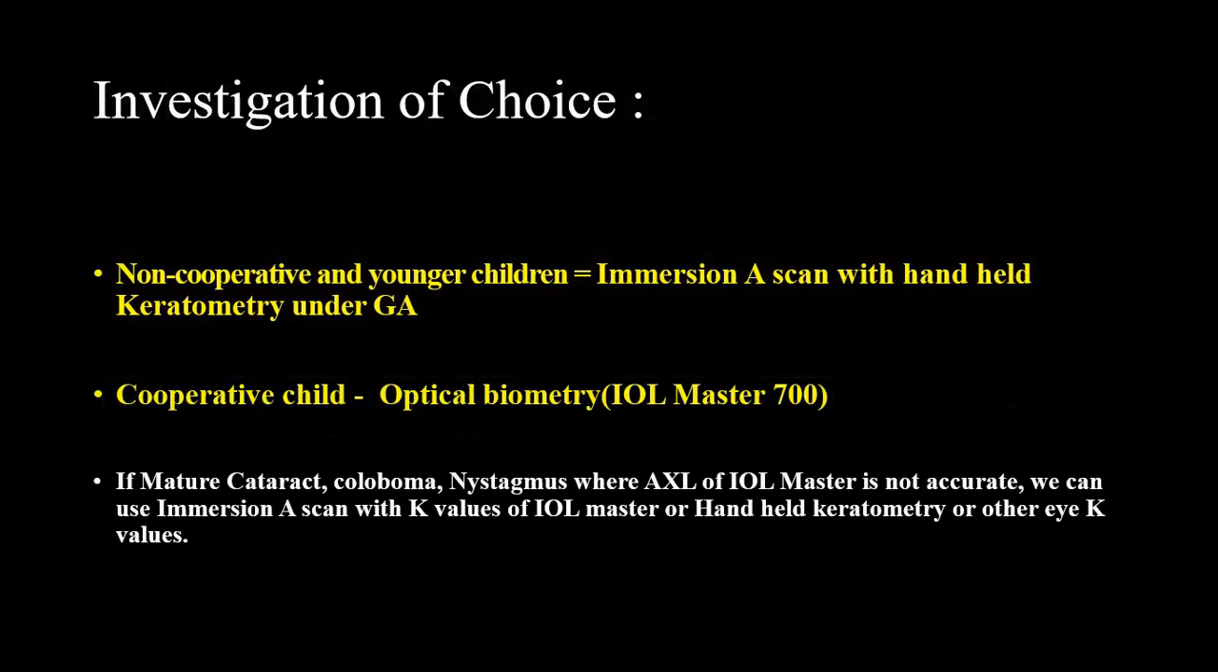So the investigation of choice here is, what we follow, for cooperative children, optical biometry with IOL Master 700. And for non-cooperative and younger children, it is the immersion A scan with handheld keratometry under general anesthesia. In optical biometry, if it is a mature cataract, coloboma, or nystagmus where the axial length is not very accurate, we can use the immersion A scan with keratometry values of IOL Master or handheld keratometry. Or in case of a corneal scar where we are not able to get the keratometry readings, we can use the keratometry values of the other eye.